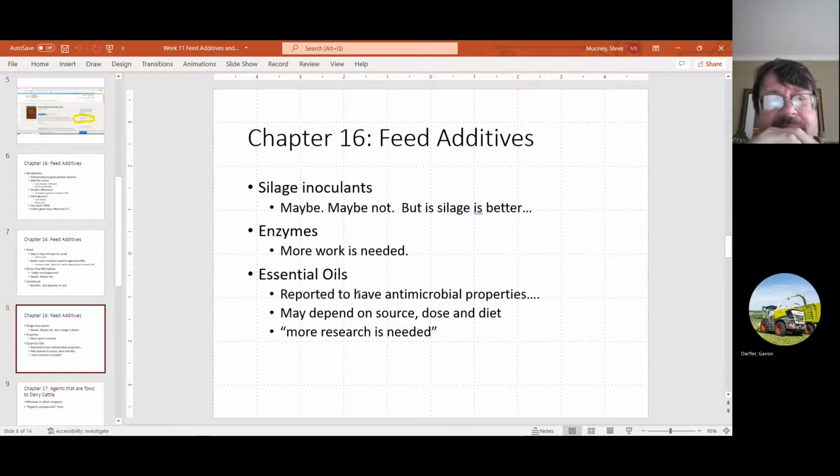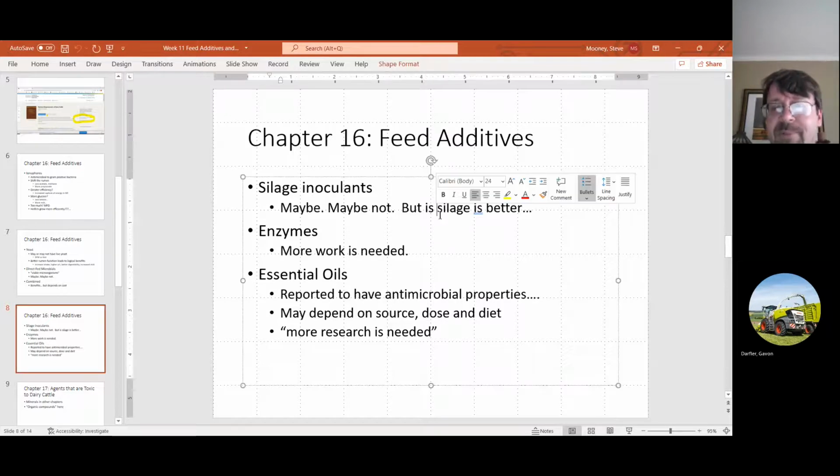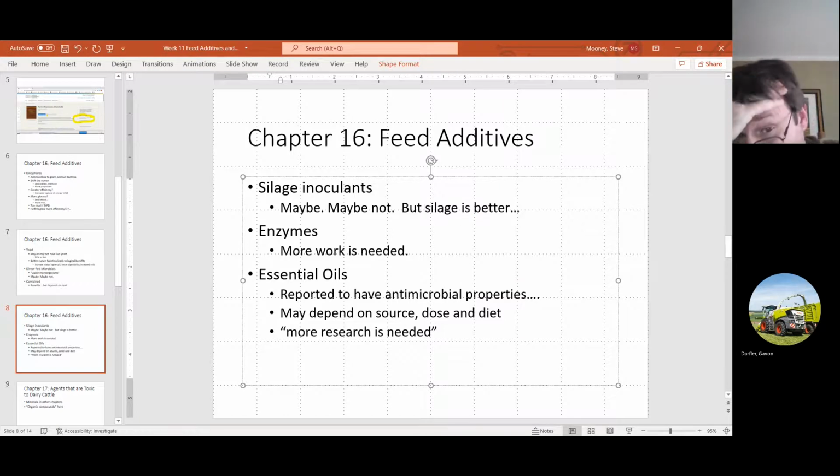Additives, silage inoculants. It seems that if silage is better, there's an opportunity to get more intake. The bacteria itself may or may not have an effect in the rumen. Enzymes, putting enzymes in the diet or putting enzymes in the inoculant, may or may not work.